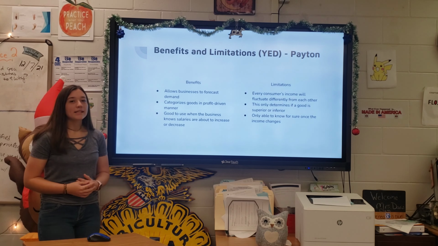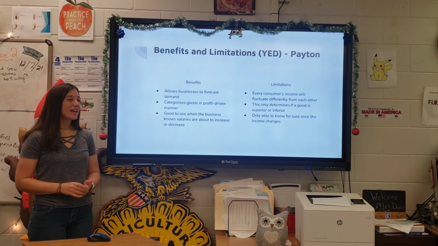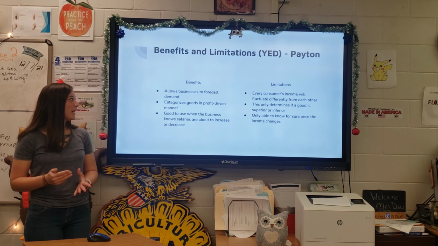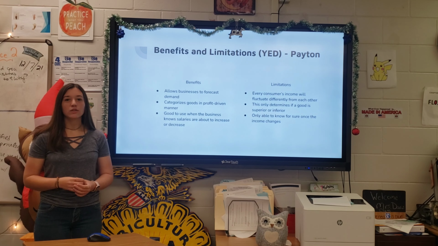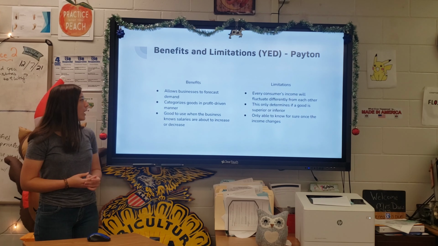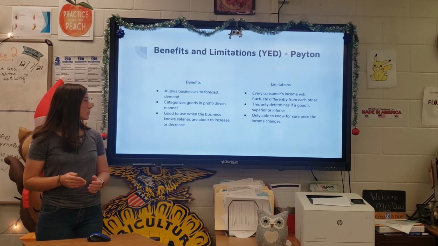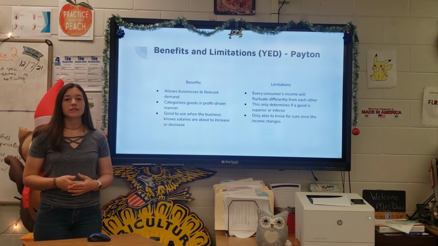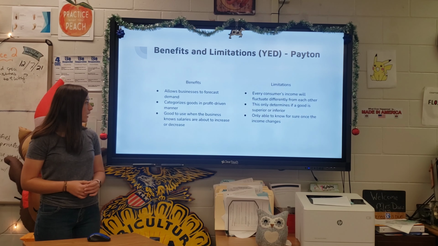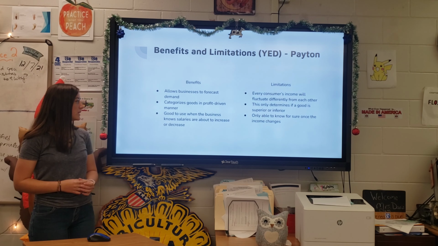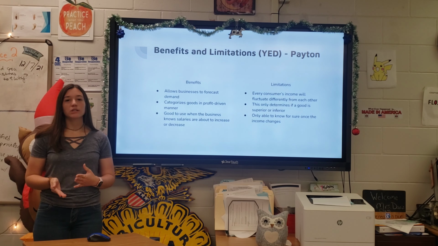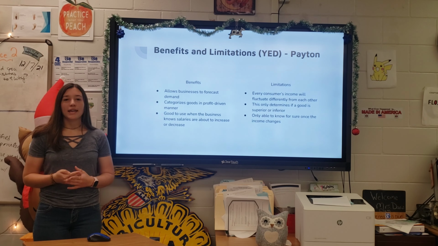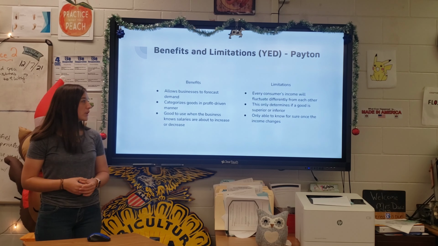So here are some benefits and limitations of income elasticity of demand. Some benefits are it allows businesses to forecast demand whenever they know there's going to be a shift in income. Also, it categorizes goods in a profit-driven manner, so it allows businesses to recognize if it's a normal or inferior good. Also, this is good to use when the business knows that salaries are about to increase or decrease, such as whenever a new minimum wage is about to be put into place.